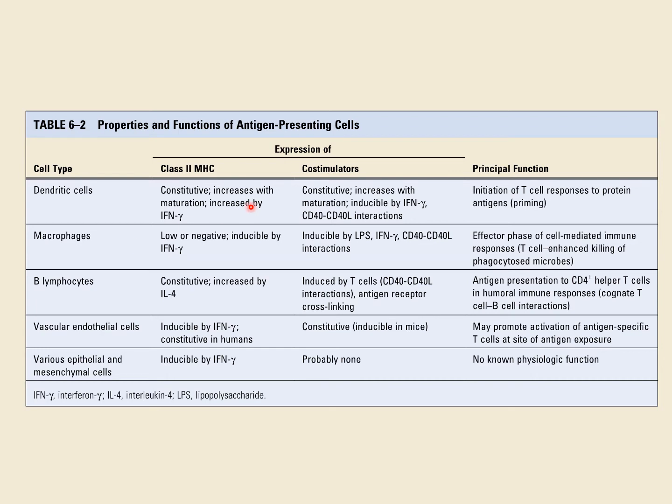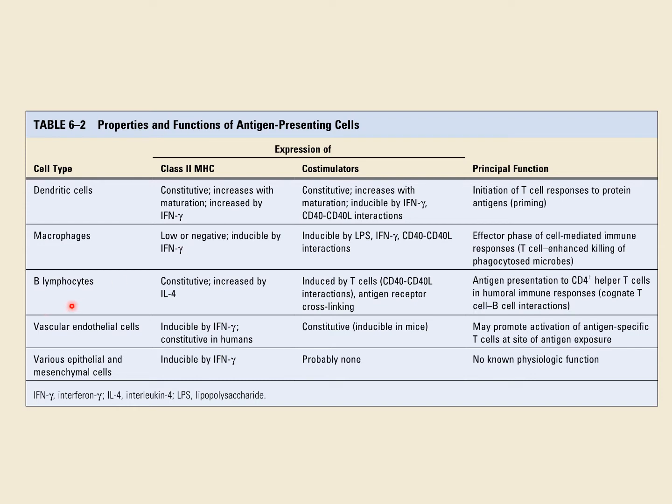Macrophages also display MHC class II molecules, but the expression is low or negative. However, it is inducible by interferon gamma. Similarly, the co-stimulators are inducible by LPS, that is the PAMPs, interferon gamma, and interaction of the co-stimulator on the surface of T cells and the APC. The primary function of macrophages is to initiate cell-mediated immune response, that is T cell enhanced killing of phagocytosed microbes.